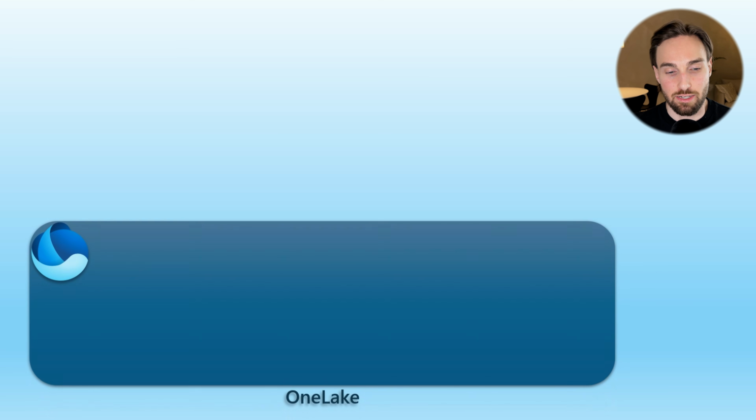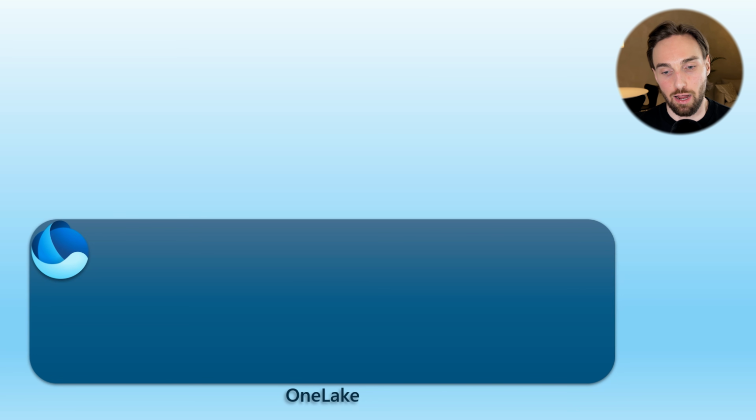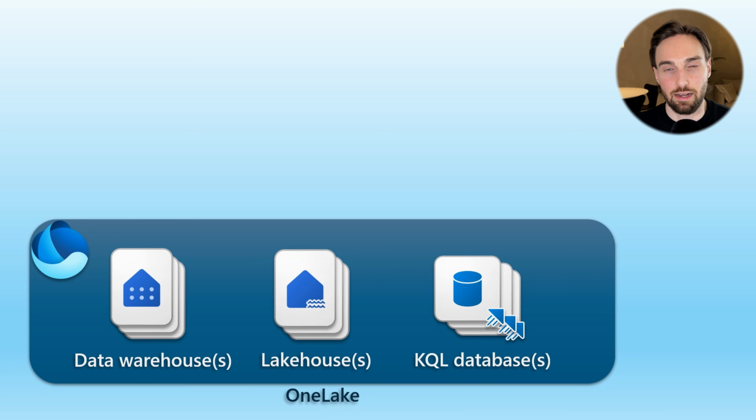OneLake is this one single data store that comes with Microsoft Fabric, and there is only one OneLake per one tenant. OneLake can be thought of as the SaaS or software as a service version of Data Lake that is being managed by Microsoft in the background. All the different data stores in Fabric store their data to OneLake, which means that in OneLake there could be multiple data warehouses, lakehouses, or KQL databases that store their data to OneLake. Under the hood, all these different data stores use Delta tables as their default data format.